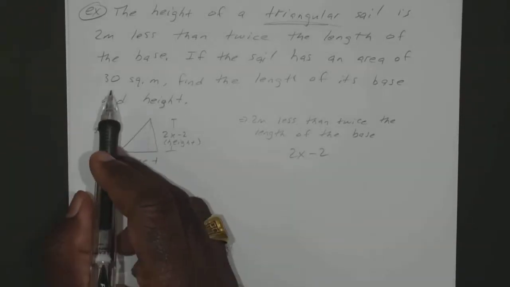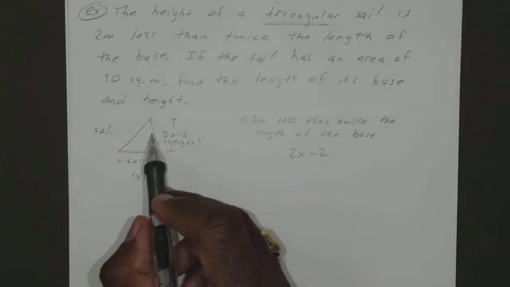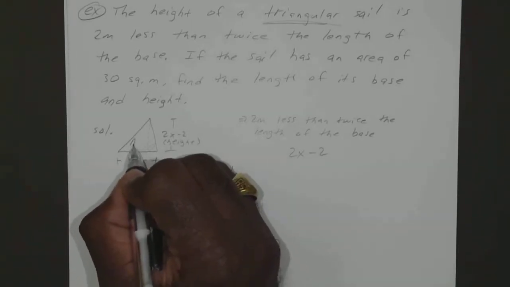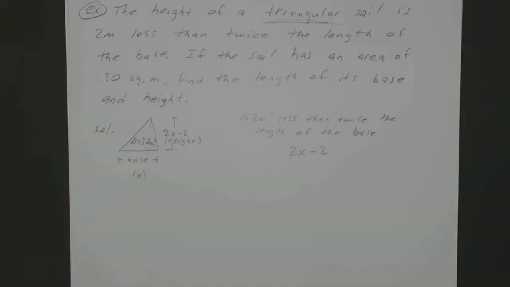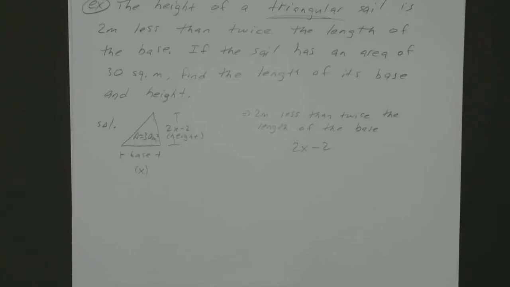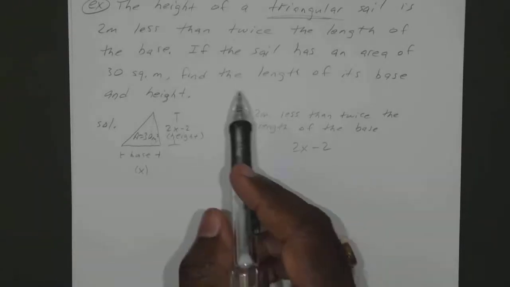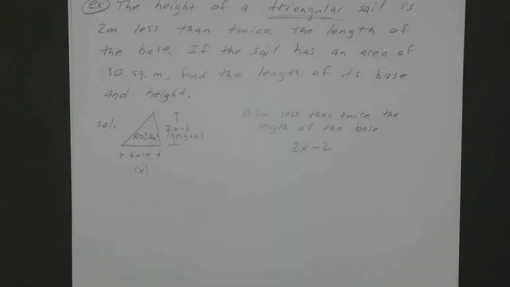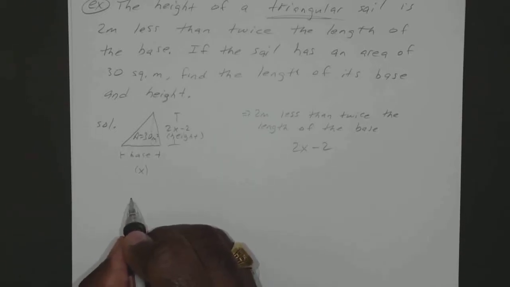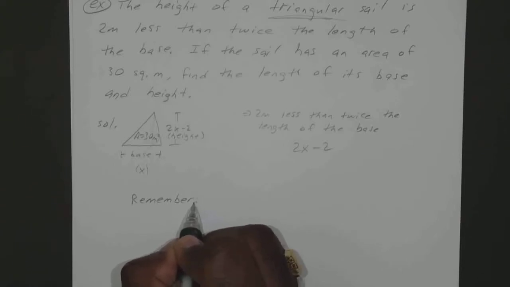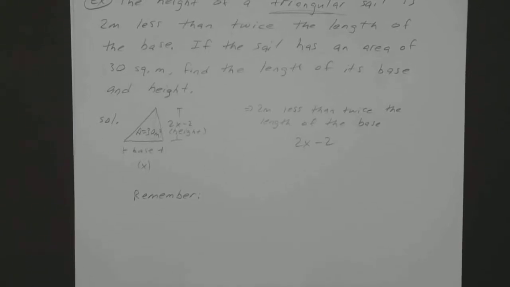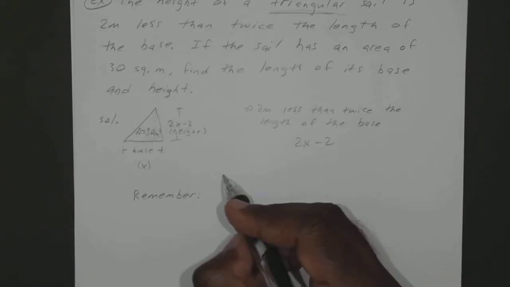Okay, and we know the area, which is just the amount of space in here, 30 square meters. Okay, so all we have to do is find the right formula and find the length of the base. So you want to remember that the area of a triangle is 1/2 times the base times the height.